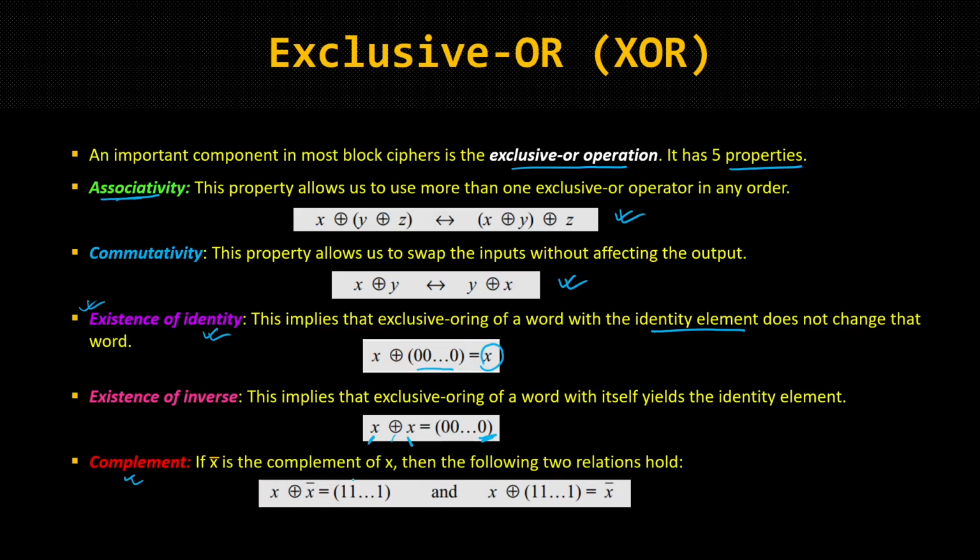Now the last property is the complement property. So if x bar is the complement of x, then the following two relations hold. So x XOR x bar will give us 1, 1, 1, because different bits will give us 1, that is why the result is like this. And if we exclusive OR x with 1, 1, 1, we will be getting x bar.